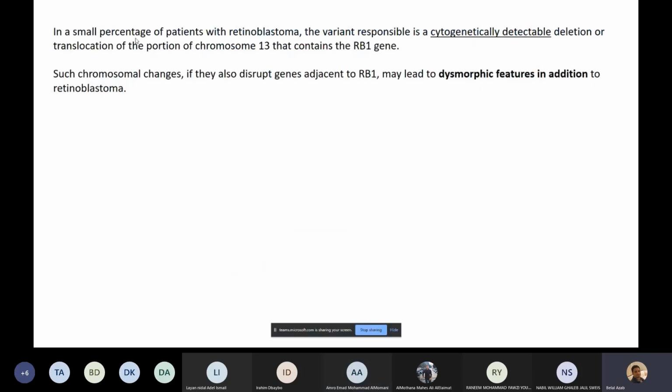Right. Yeah, in a small percentage of patients with retinoblastoma, the variant responsible is a cytogenetically detectable deletion or translocation in a portion of chromosome 13 that carries the RB1 gene. So such changes are not on the genetic or nucleotide level but rather on the chromosomal level. They disrupt not only the RB1 gene in a large region, but also other genes in the RB1 region, which may lead to dysmorphic features in addition to retinoblastoma. That's why some patients with retinoblastoma and dysmorphic features would make you think that the individual is suffering from an abnormality on the chromosomal level rather than the genetic level.